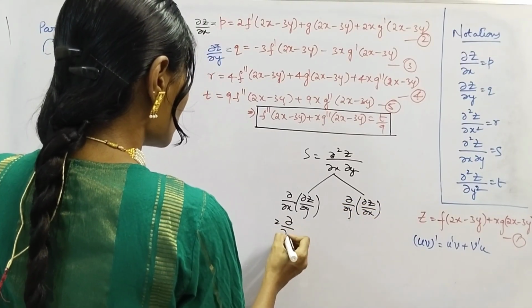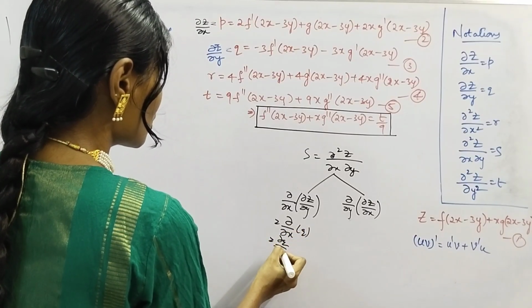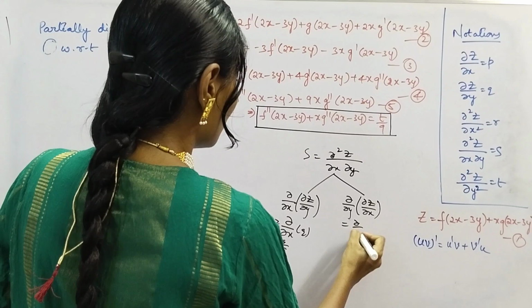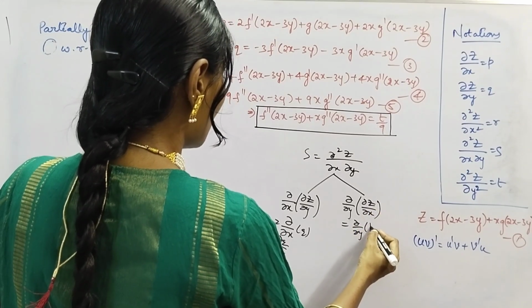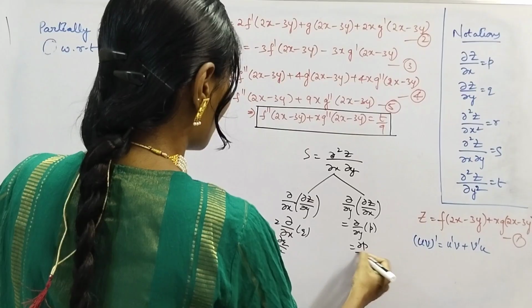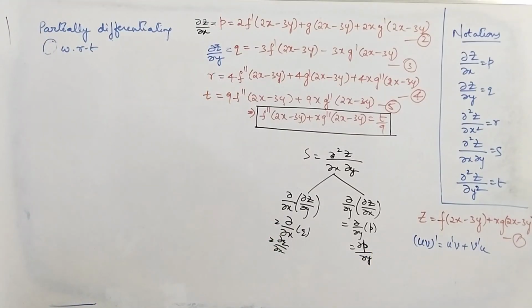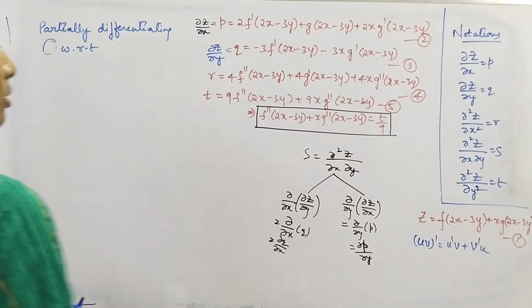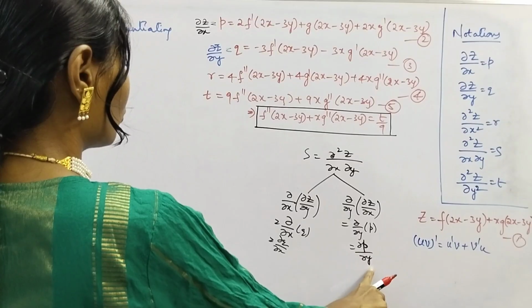We know that ∂z/∂y is nothing but q, so the partial derivative of q with respect to x gives s, or the partial derivative of z with respect to x is p, so you can try for p also, since ∂p/∂y is s. If you want to find s using q, you can go for this. If you want to find s using p, you can go for this.